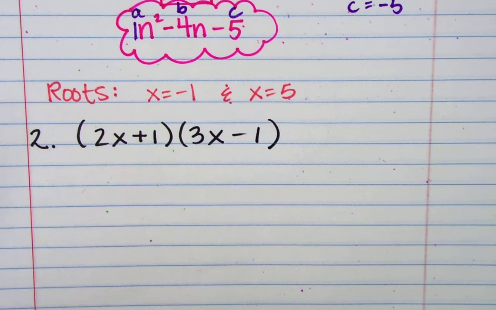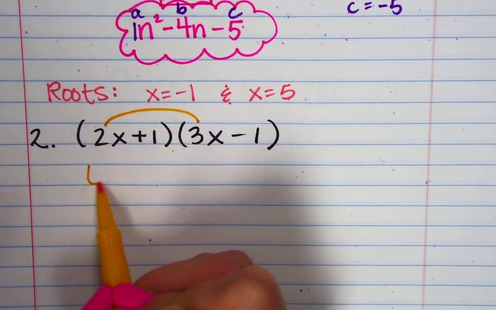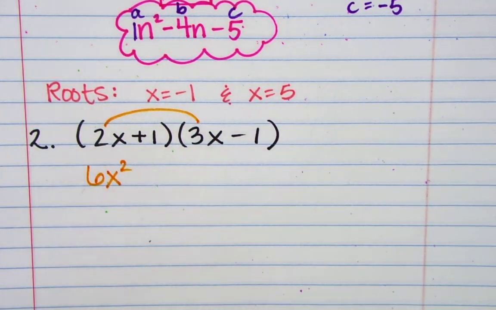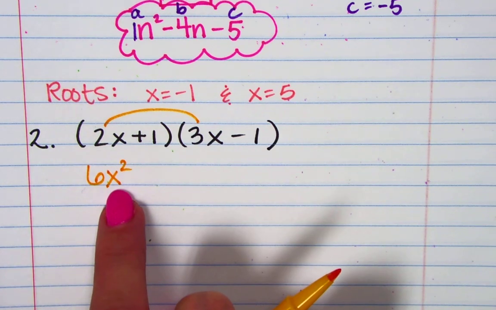And we're going to be doing the same thing on all 4 of our problems today. So we're going to use FOIL again. F is first. Which ones are the first ones? 2x and 3x. 2x times 3x. So 2 times 3? 6. All right, x times x? x squared. Good. Your first term is most often going to be x squared or whatever squared.